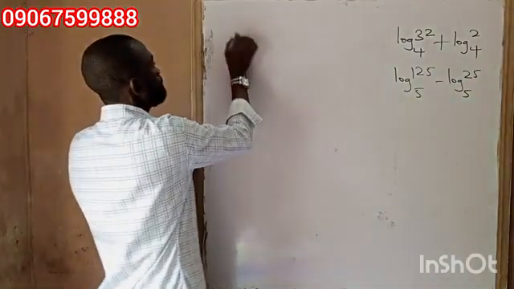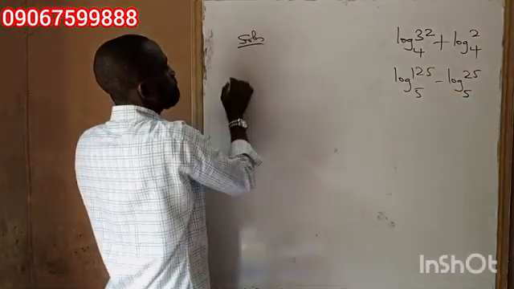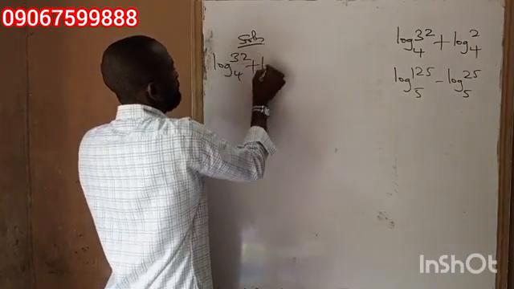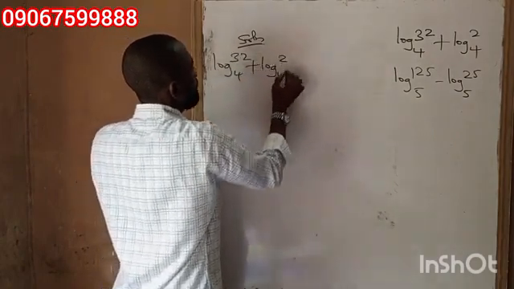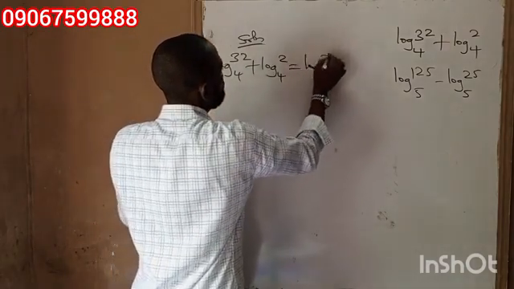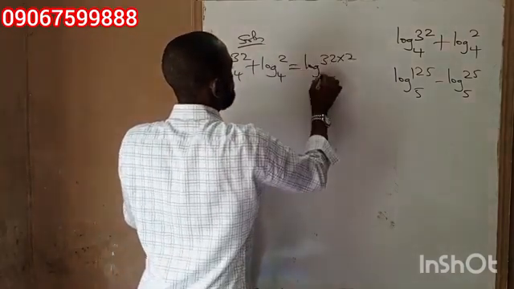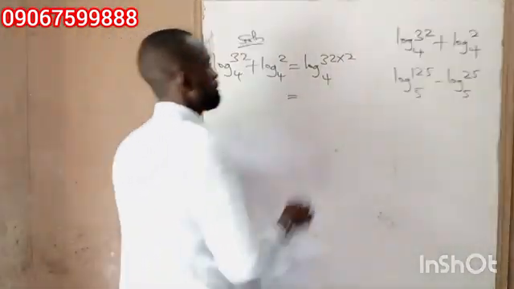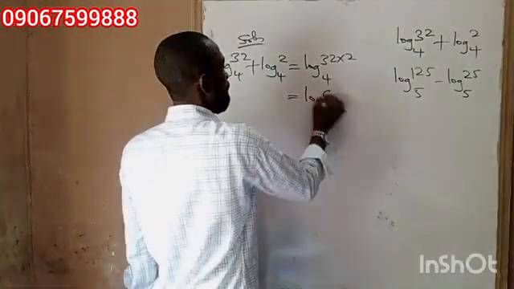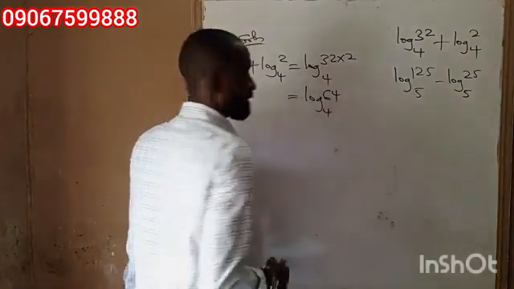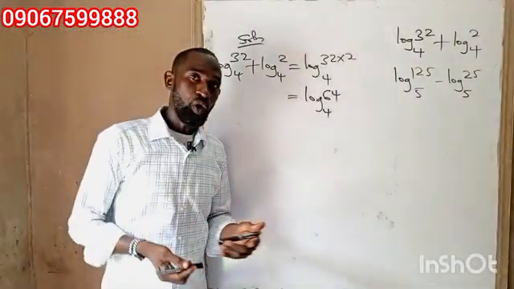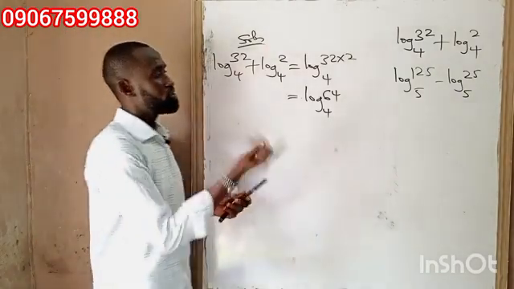So, solution to the question. Log of 32 base 4 plus log of 2 base 4 will give us log of 32 times 2 base 4. And what is 32 times 2? That is 64. So we have log of 64 base 4. I can either use the basic definition or the law. So let me use the law.